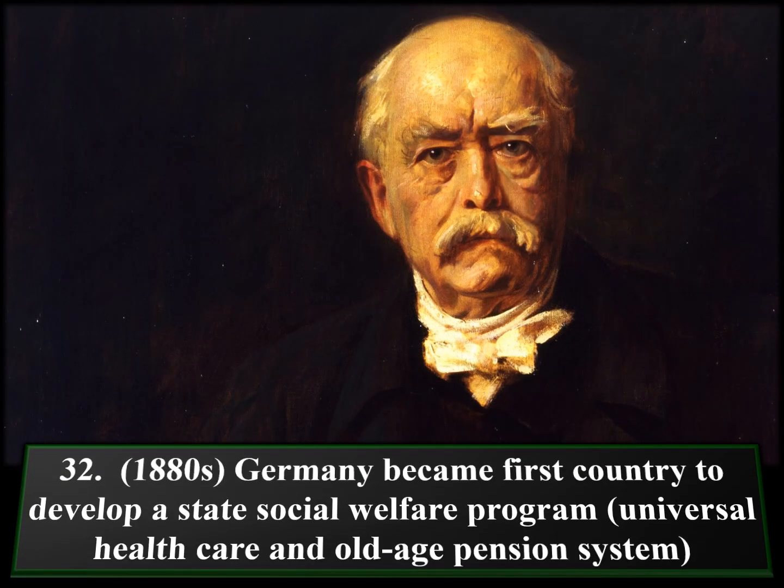In the 1880s, Germany became the first country actually to develop a state social welfare program, introducing things like universal health care and an old age pension system. Again, this is what's so odd about this. This is the age of mass politics. And we see that even though it's a conservative government, it is embracing some of these social reforms to make sure they maintain the support of the lower classes in German society. And therefore, they can continue to move and gain power for the German state.